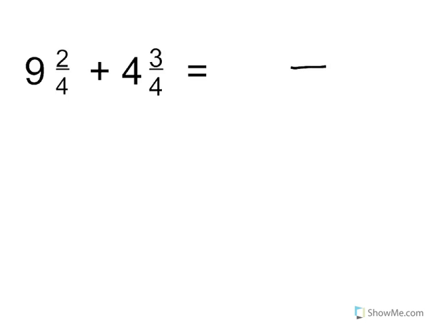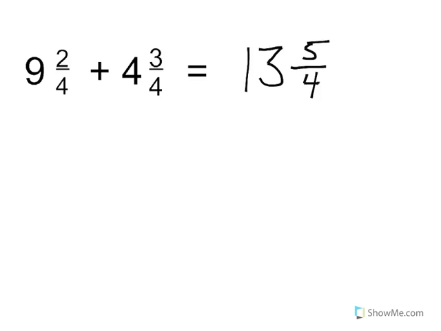So I'm going to add my fractions first. 4 and 4 stay the same. And now I'm going to add my numerators. 2 plus 3 is 5. Now I'm going to go back and add my whole numbers. 9 plus 4 is 13. Remember, I want my 13 to be almost the same size as my fraction.